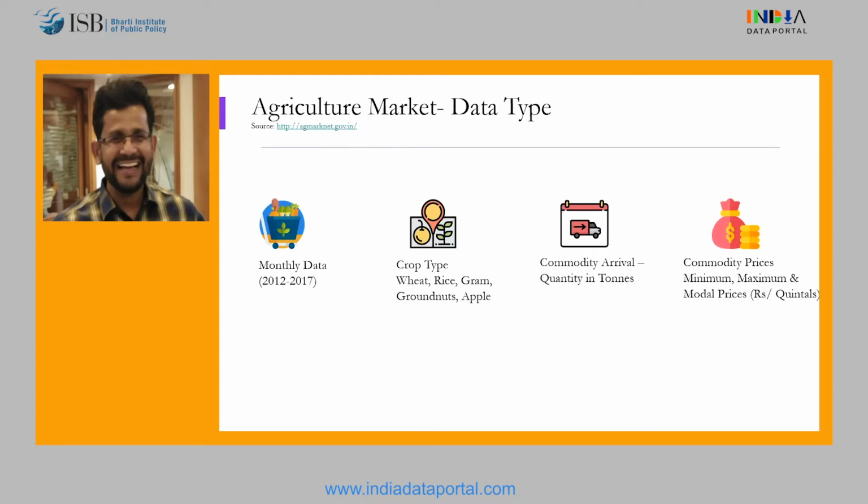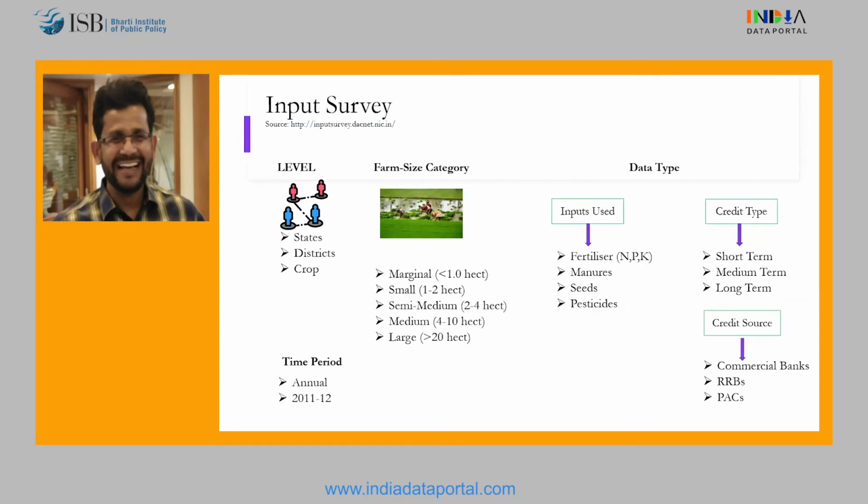So you can find detailed information about the crop data with respect to price, with the cost of cultivation. It's a whole matrix of information you can find from all these sections: cost of cultivation, APY, and market data. Then after that, just the next slide. After that, we will go to the input survey.